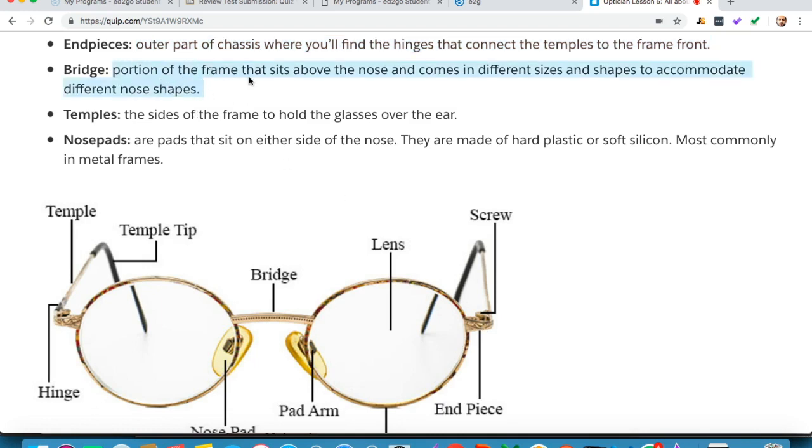The bridge is the portion of the frame that sits above the nose and comes in different sizes and shapes to accommodate the different nose shapes. So this is the bridge right here.